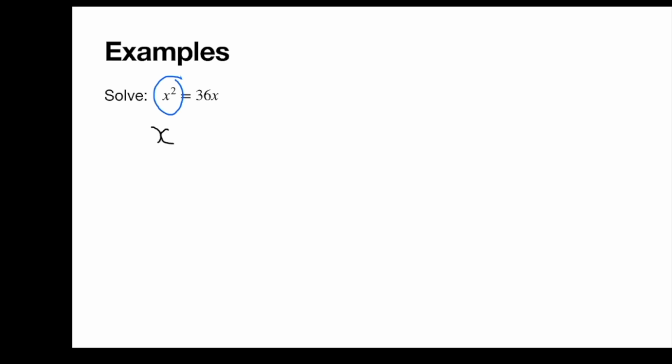We will therefore rearrange that. So x squared minus 36x is equal to 0. Then we factorize. This is not difference of two squares. This is where we factorize using the highest common factor. The highest common factor here is x. Can you see that? And so the other factor will be x minus 36.